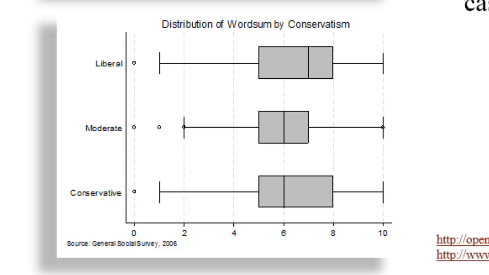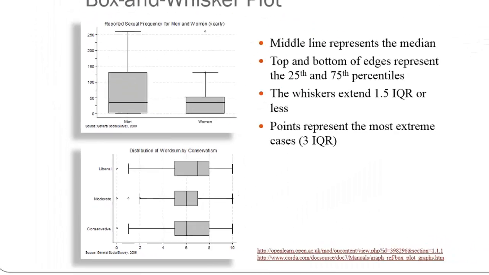You can see that the liberals have the same interquartile range as the conservatives, so the middle 50% lies between 5 and 8 for liberals as it does for conservatives, but that the median is higher. Median word sum for conservatives is 6, while it's 7 for liberals. And then finally, you can see that the tails are pretty much the same for the liberals and conservatives, and it's skewed to the left, while the moderates tend not to have an extreme skew to the left.